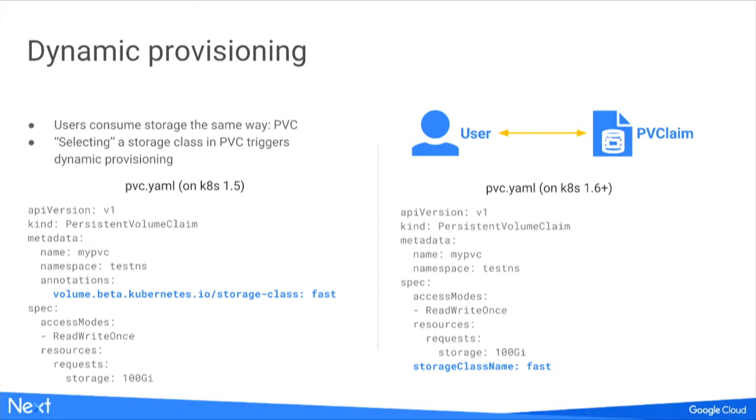There was a change made between Kubernetes version 1.5 and 1.6, and that's why it looks a little bit different there. But 1.6 is the new version, and that's where we made that change to say storage class name instead of that volume.beta storage class thing that we had before. So that's really how dynamic provisioning works. It's really kind of the next step into what we're doing with volumes.